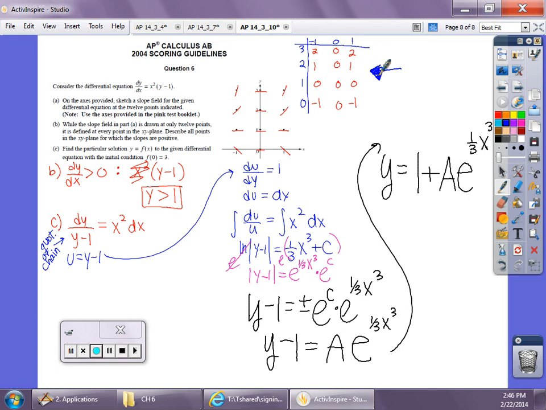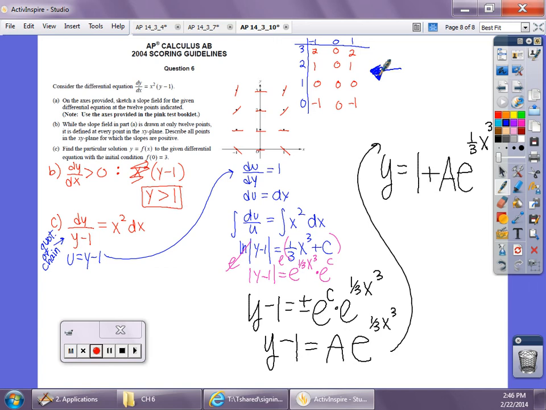Letter B was pretty easy because you have that x squared, which does not affect the signs whatsoever. So the only thing that affects the signs is the y minus 1. Most of you can figure out without a sign chart that y minus 1 would be positive where y is greater than 1.